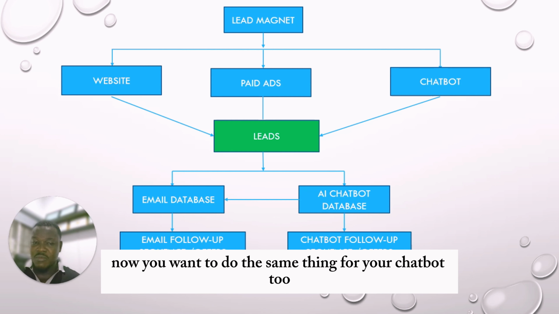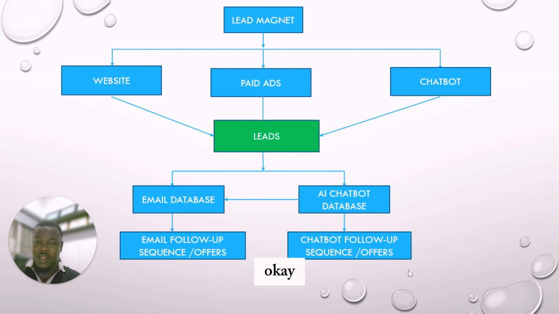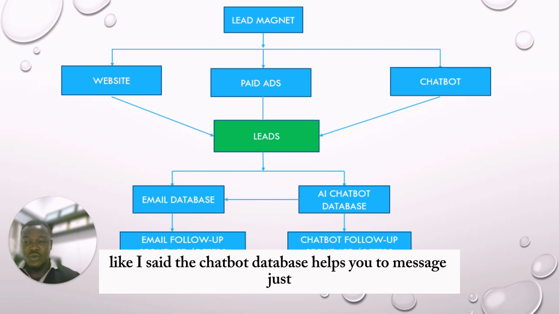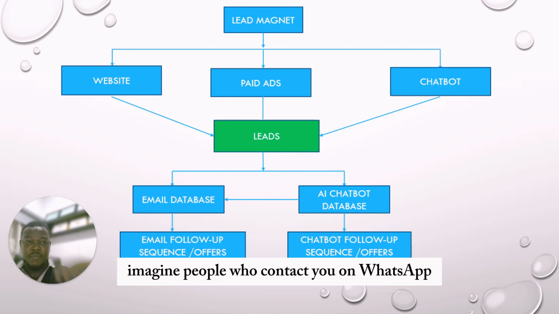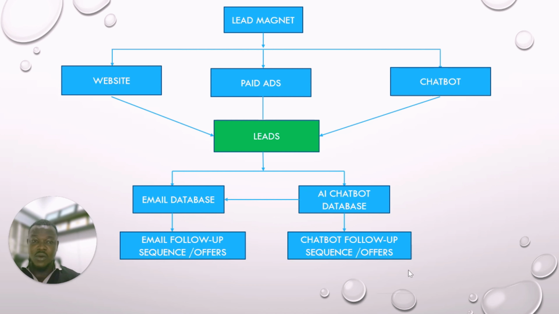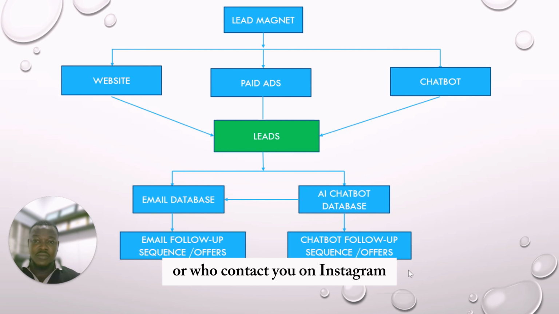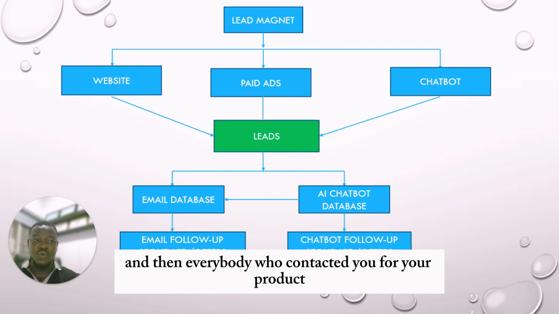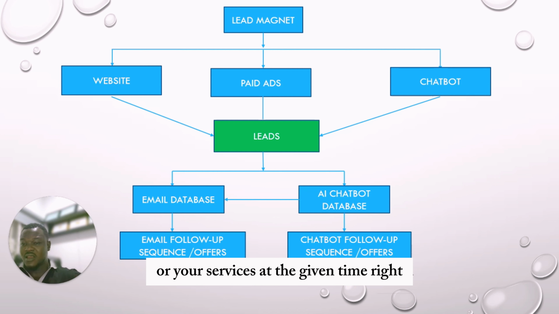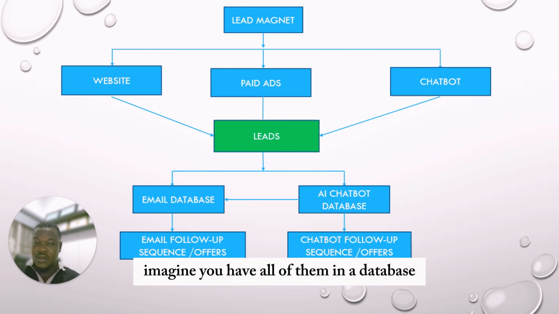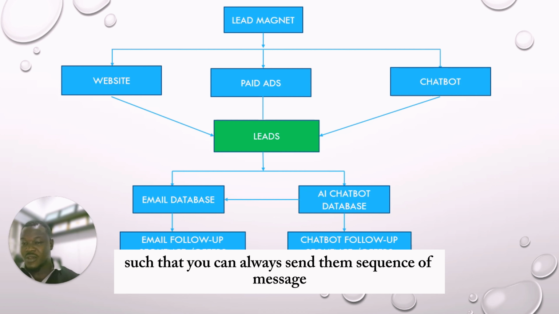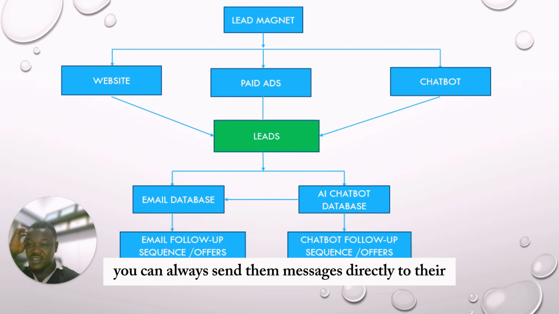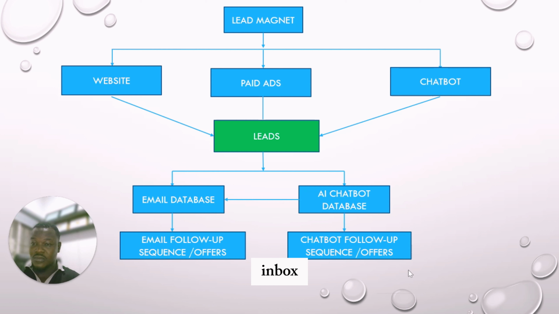Now, we want to do the same thing for your chatbot too. Like I said, the chatbot database helps you to message. Let's imagine people who contact you on WhatsApp or who contact you on Instagram, and everybody who contacted you for your product or your service at the given time. Imagine you have all of them in a database such that you can always send them a sequence of messages. You can always send them messages directly to their inbox.